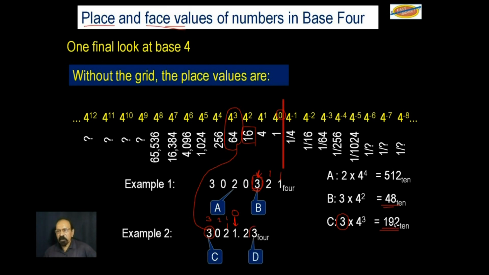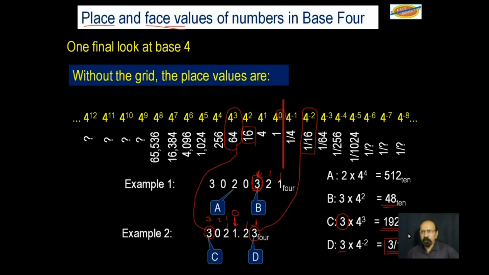If we consider this 3 here in base 4, now this would be 4 to the negative 1, and this position here would be 4 to the negative 2, which takes us here. So that place value is 1/16, and since we have 3 of it, we will multiply the 1/16 by 3, and we will get 3/16, which is the base 10 equivalent. I think that's enough for base 4.